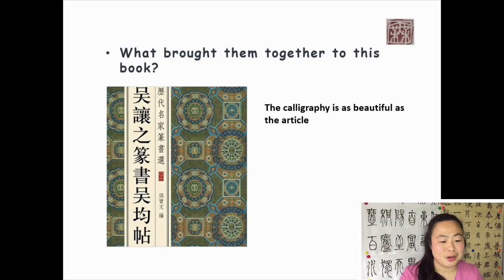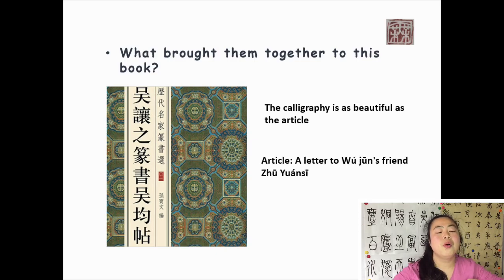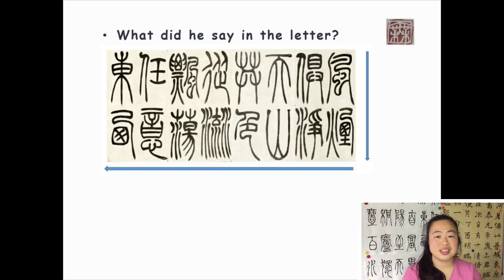So do you know what's in this book? The article was a letter to Wu Jun's friend Zhu Yuansi. So Wu Jun was the literator. He wrote a letter to his friend Zhu Yuansi. So what did he say to his friend? If you write a letter to your friend, what will you say? I'm eating good and traveling around, or oh, I have difficulties, or what else?